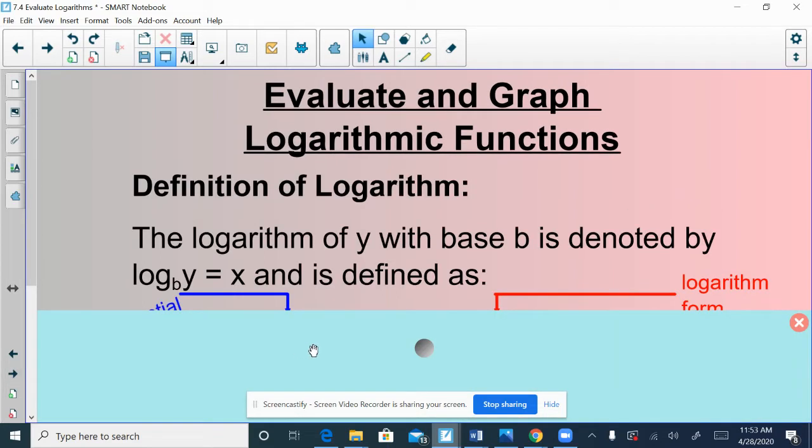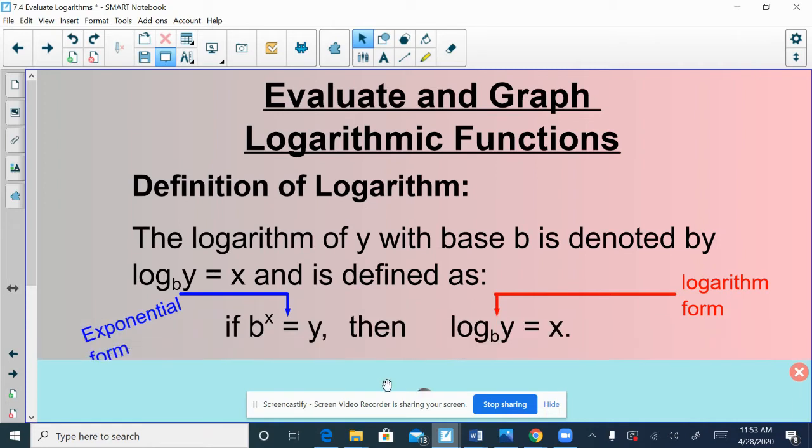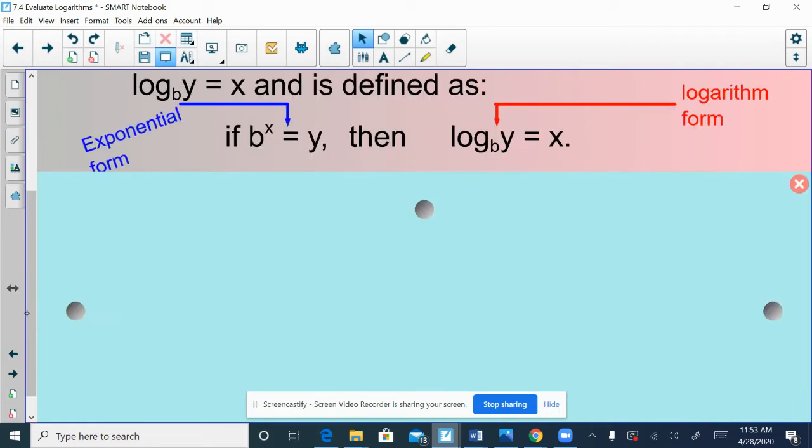Definition of a logarithm. The logarithm of y with base b is denoted by this. Okay? Log base b of y is x. That's how you would say this statement. So there's going to be the word log, a little base b, and then y equals x. And we have a definition for it.